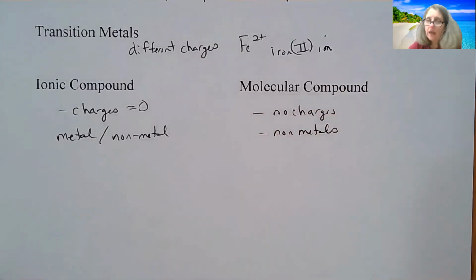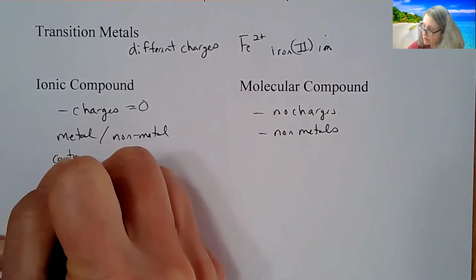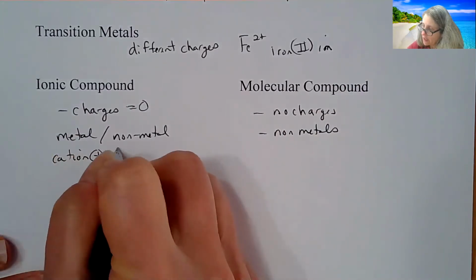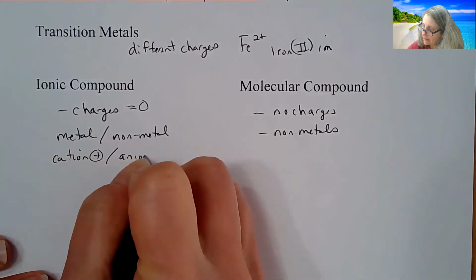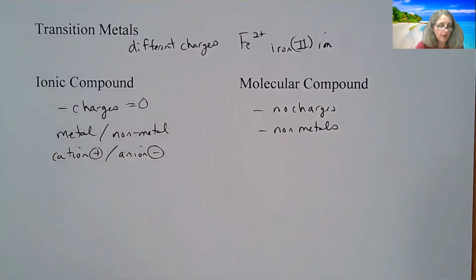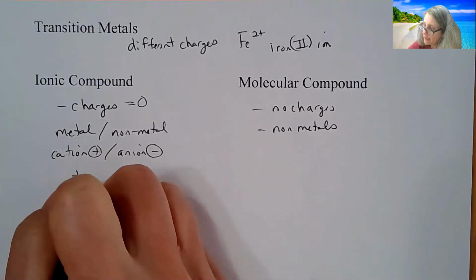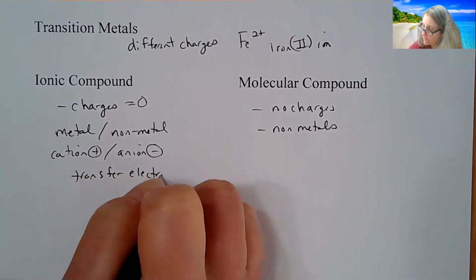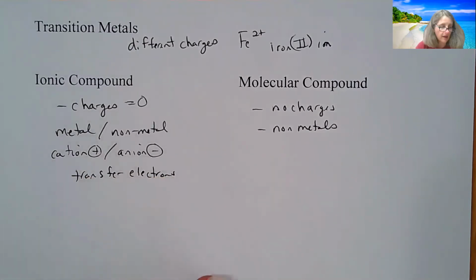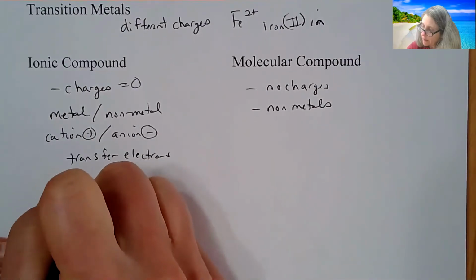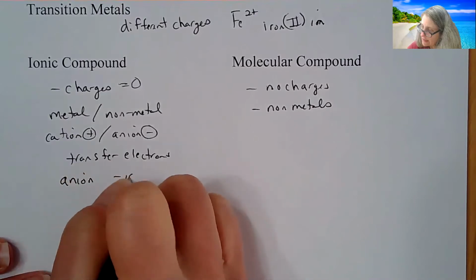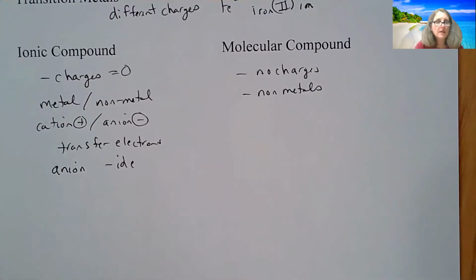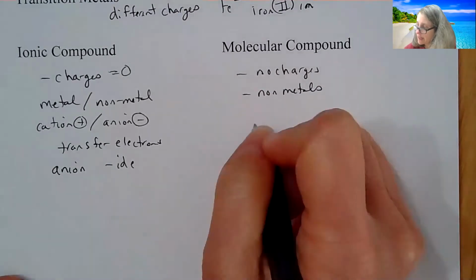So you could tell by what is attached usually. Our metals are going to be the cation, and our non-metals are going to be the anion. So you always list the positive and the negative. In ionic compounds, there is a transfer of electrons before that compound is made. Remember, anions are going to end in IDE. That's how we name the system. Unfortunately, for molecular compounds, it's the same way.